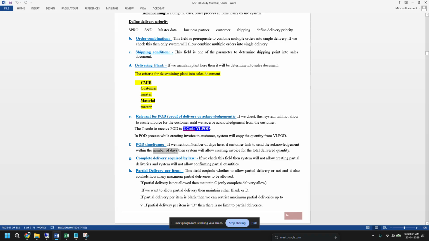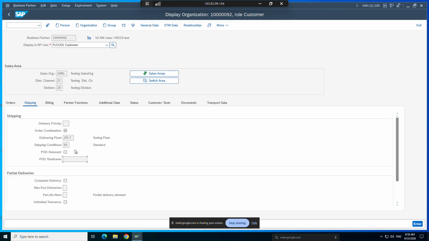Now here, the POD thing. What is POD? Any confusion? It's proof of delivery. Once you receive the acknowledgement from the customer, only then will it allow you to create the invoice. And how much time will you wait? Some time frame will be there, and that number of days you maintain here. If the time frame has passed, the system will not check whether POD happened or not. The system can create the invoice directly.